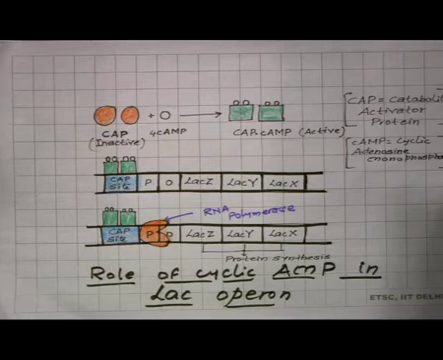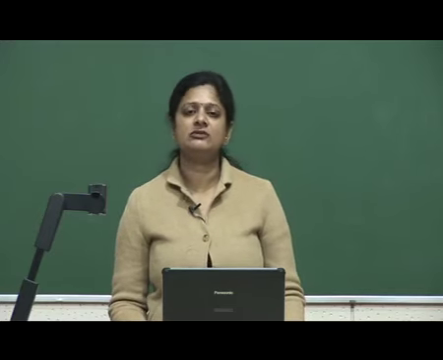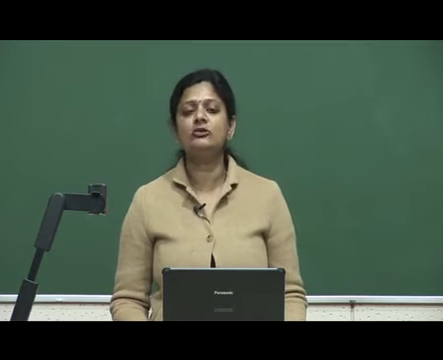Moving to the next, let us talk about the repressible operon system. This operon is normally turned on and must be repressed. Repressible operon system means the genes are always expressing themselves, and if genes are expressing themselves, they must be repressed. Say suppose we have a protein in our cells. So, for the synthesis of that protein, the genes should not be expressed because the cells already have those proteins. So, in those conditions, if certain proteins or certain amino acids are there in the cells, the genes should not express themselves.